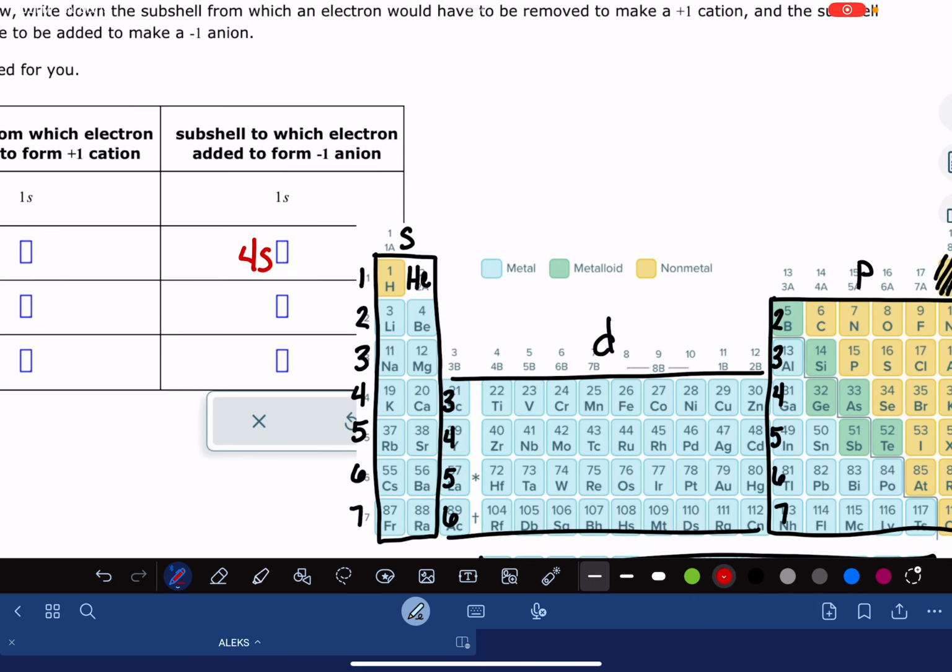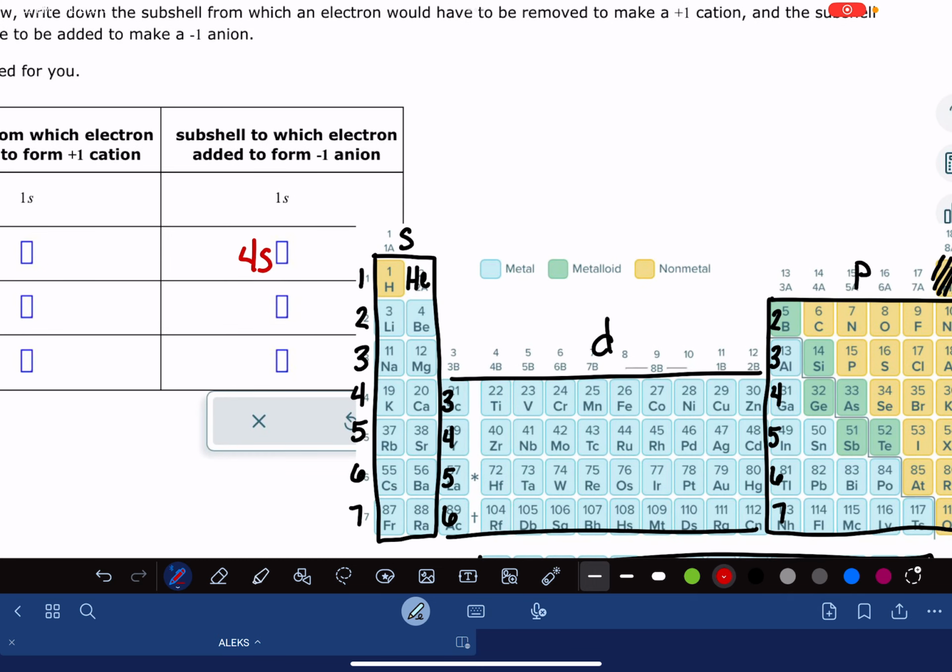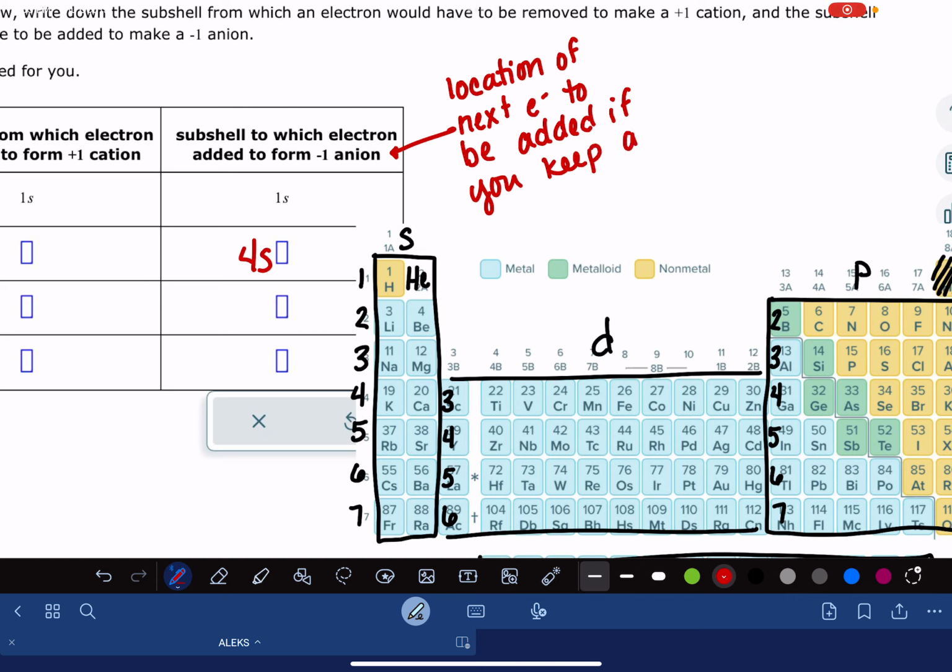If we're answering this part of the ALEKS problem, the subshell to which the electron is added is just the location, or the subshell, of the next electron to be added if you keep going with the electron configuration.